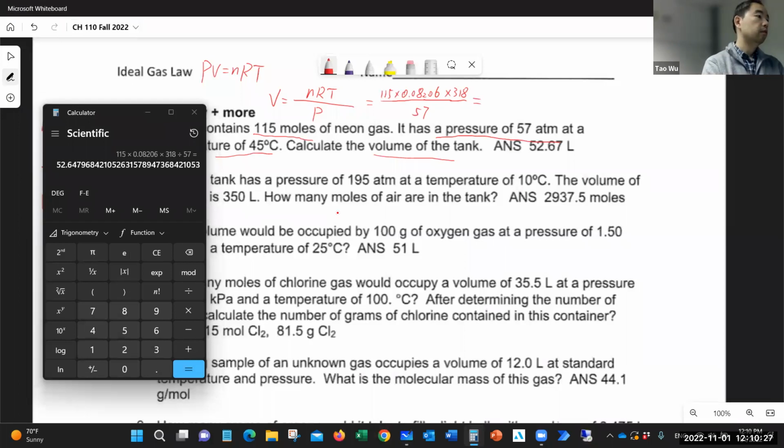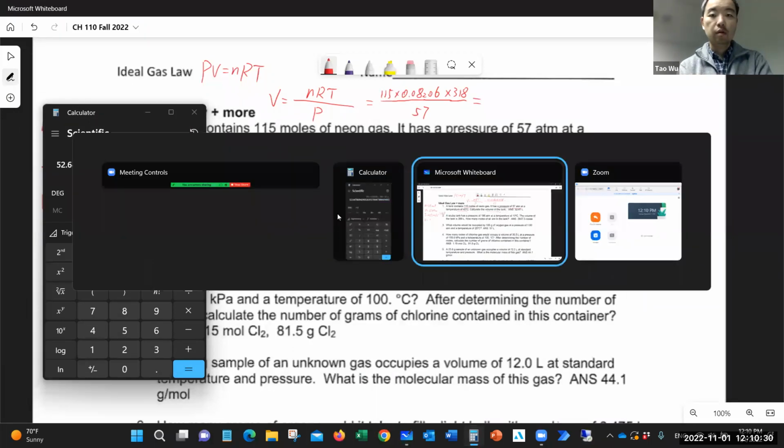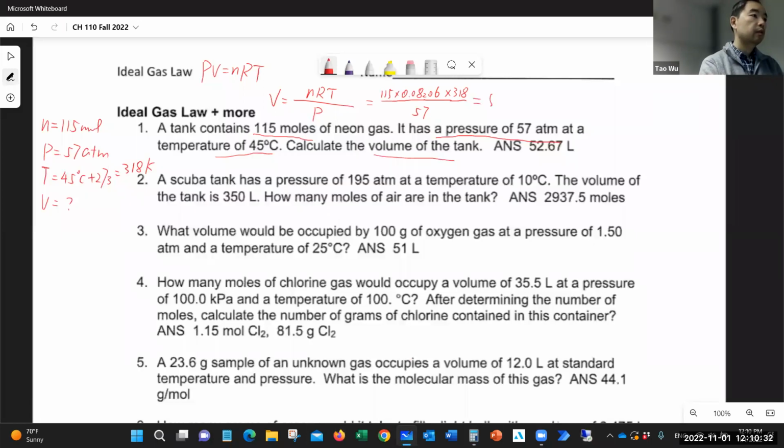52.6, and this is volume, so that should be in liter. I think the answer should be 53 liter, because if you look at the numbers shown here, the smallest is 2 sig figs. So we should keep 2 sig figs. It's not 52.67. Okay.